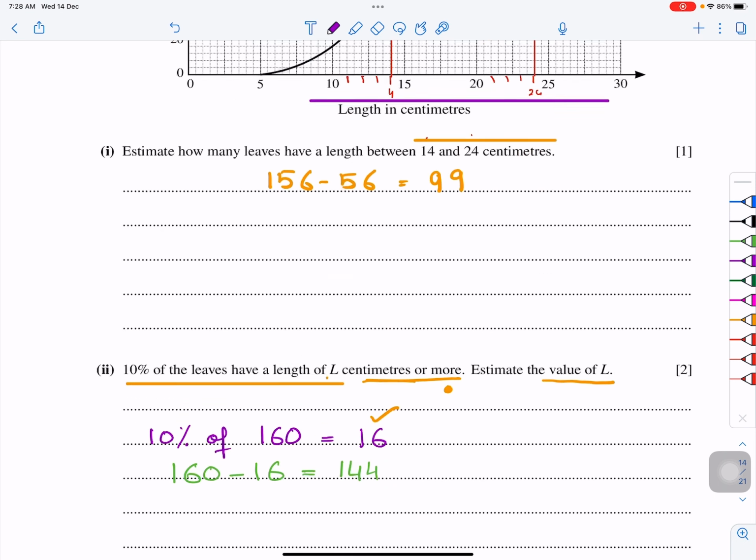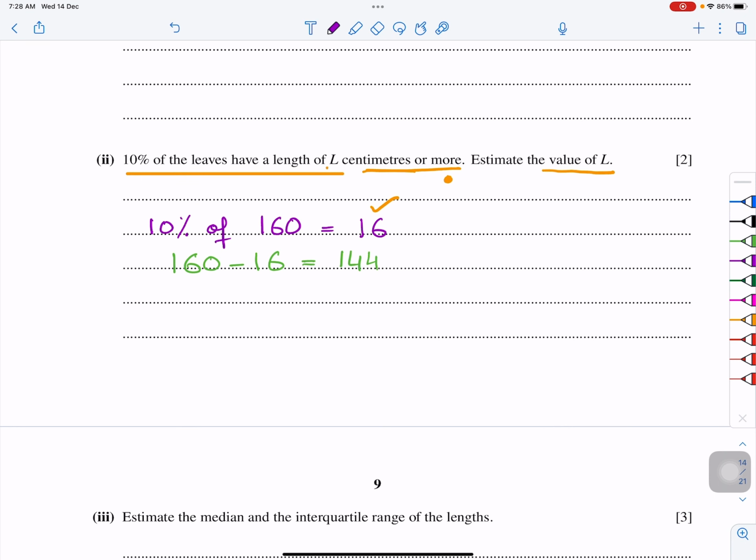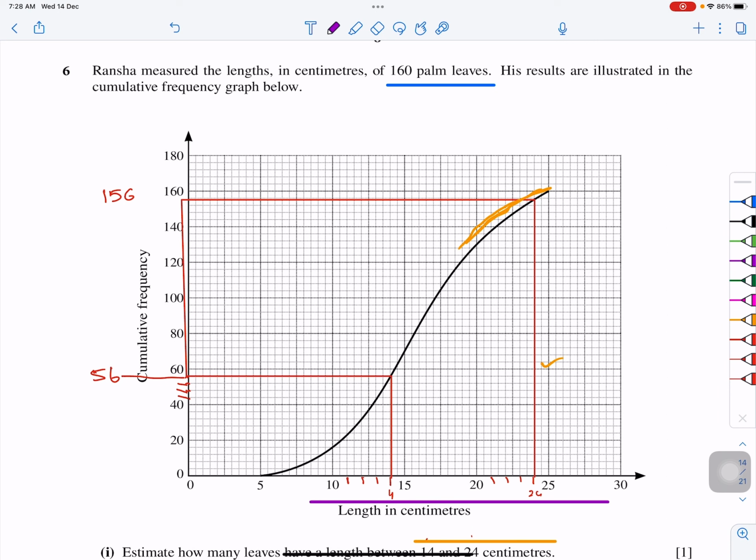So if 10% of the leaves, which are 16 leaves, have length L centimeter or more than that, you cannot calculate it from here. You have to calculate from the top. Okay, this is something very important. So if the answer is coming 16, you will not read 16 from here. Rather, you will read 16 from here, right? So that's why I have done here 160 minus 16, which is 144, right?